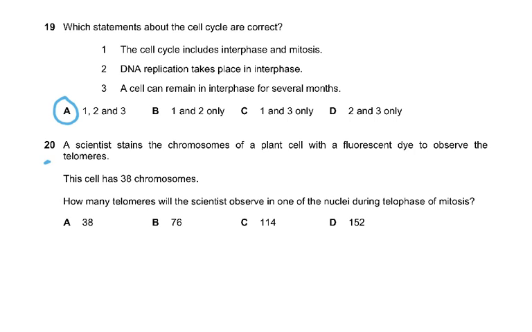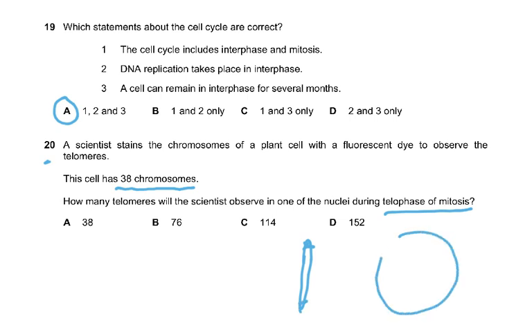Then coming to question number 20, a scientist stains the chromosomes of a plant cell with a fluorescent dye to observe the telomeres. This cell has 38 chromosomes. How many telomeres will the scientist observe in one of the nuclei during telophase of mitosis? Very, very good question. You see, what is a chromosome? This is a chromosome and it has two telomeres.